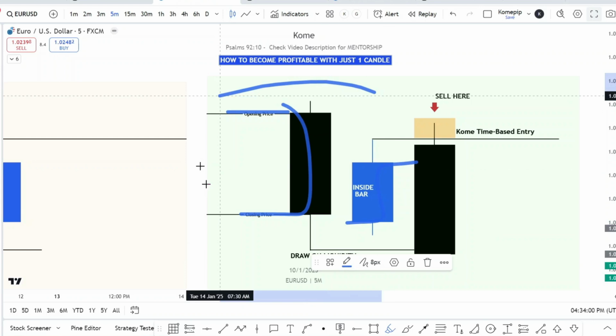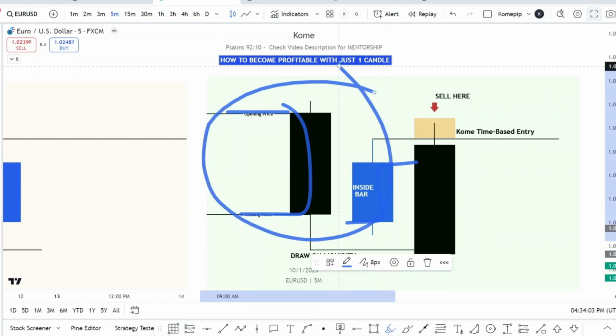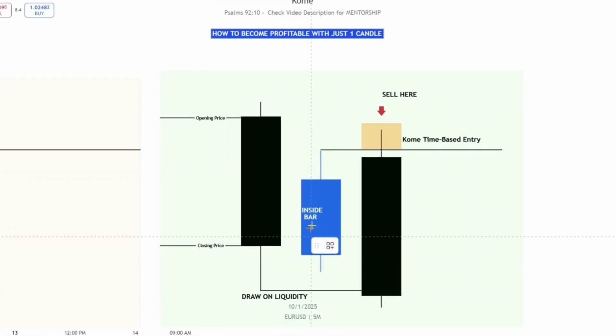So you might quickly say, oh, is this not confusion? Of course not. It is not confusion when you know exactly what you are doing. And this is what I attempt to show you right here in this video in detail. So the first thing you want to do, once you have been able to identify these two, is to mark your liquidity levels, your zones.